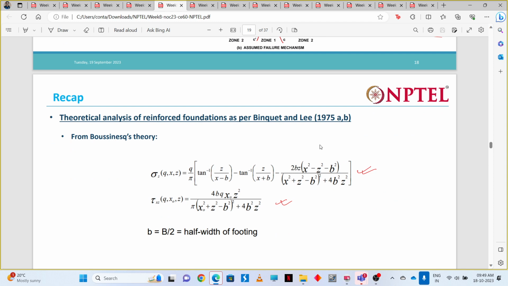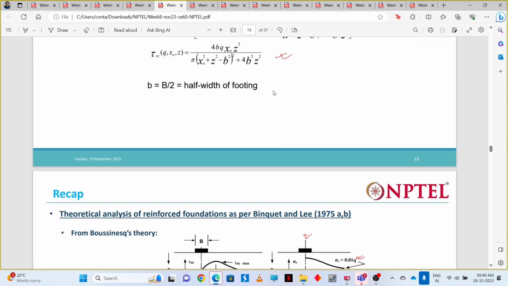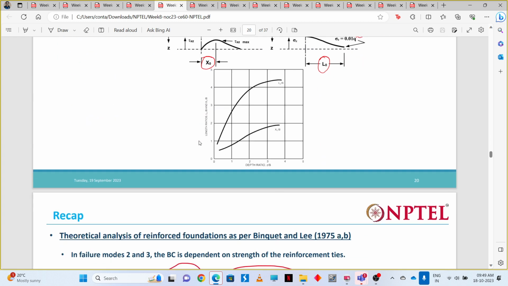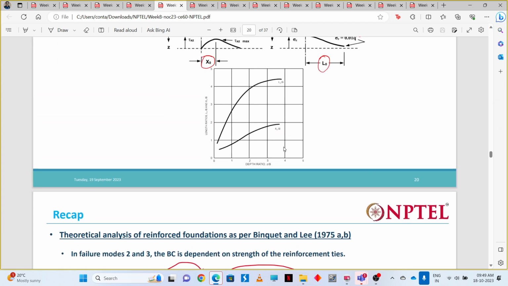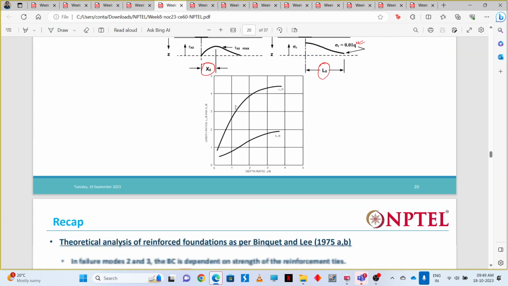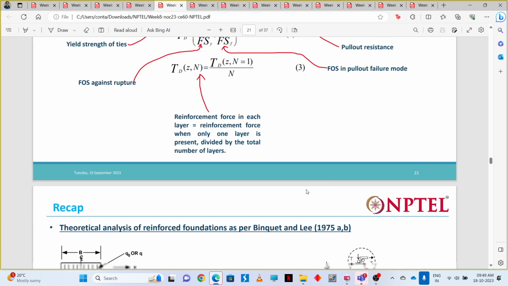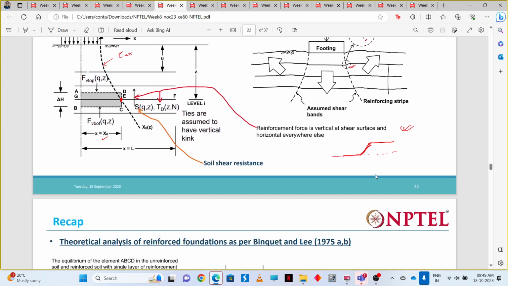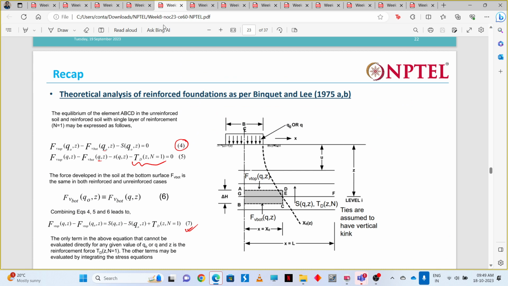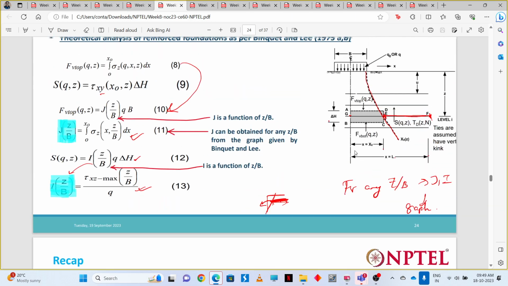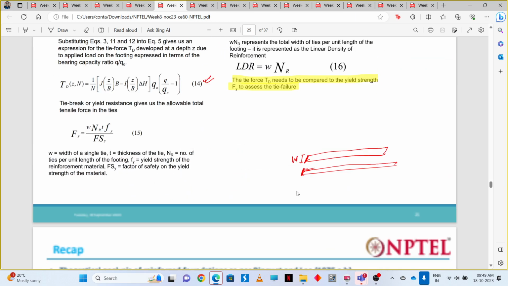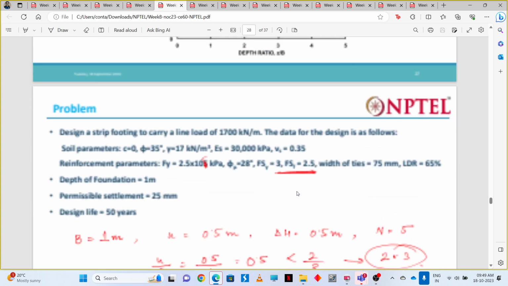Then the theoretical analysis by Binquet and Lee, that we discussed, how to calculate all these things. Binquet and Lee have given everything. We just use their procedure to determine the depth and spacing of the reinforcement layers. Everything is given in graphical form. So let me go to the problem.